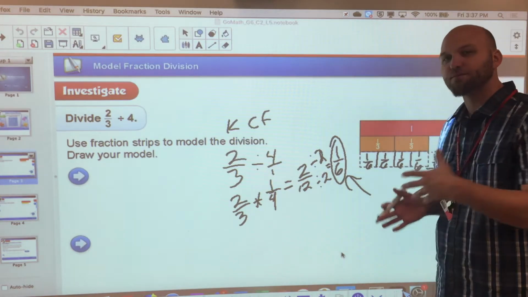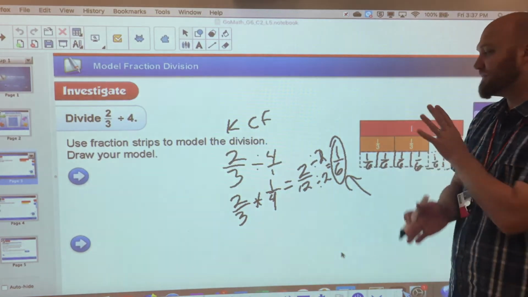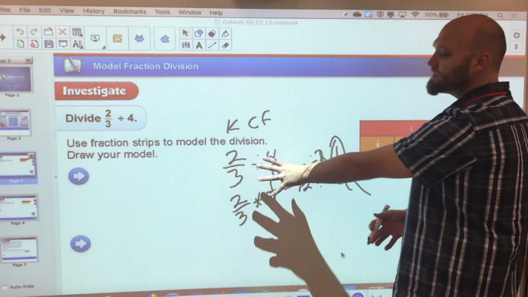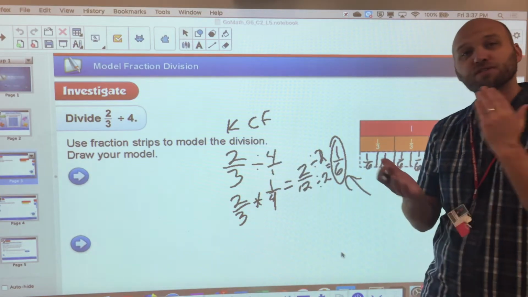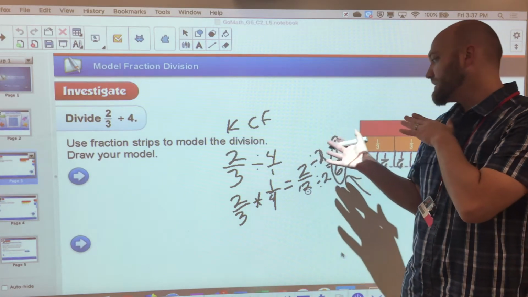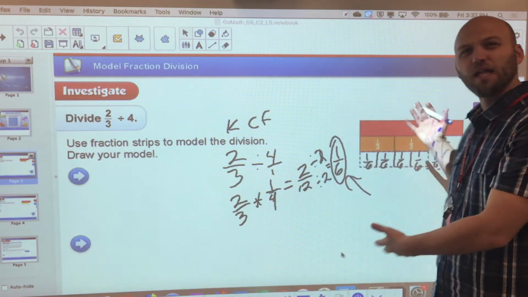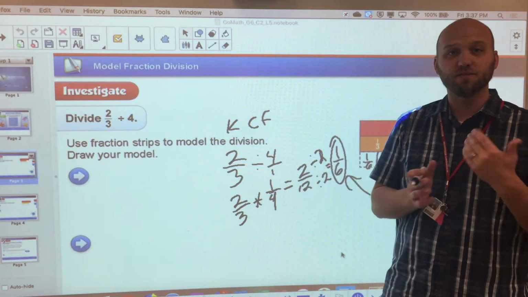Some people like the fraction model, some people find it confusing. I'm okay either way you want to do it. If this makes sense to you, do it this way. If this makes sense to you, do it this way. Personally, I like to keep it, change it, flip it. It's just something quick and easy that I can do on paper that allows me to solve this without drawing a lot of boxes, but I'm completely open to whatever you need to do to make yourself successful in this situation.